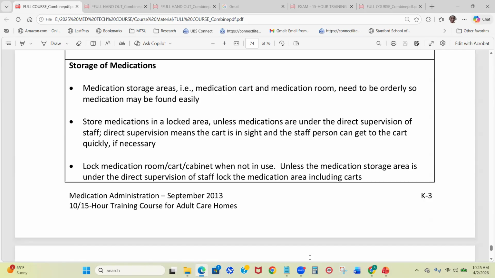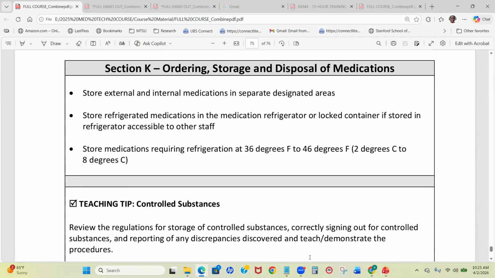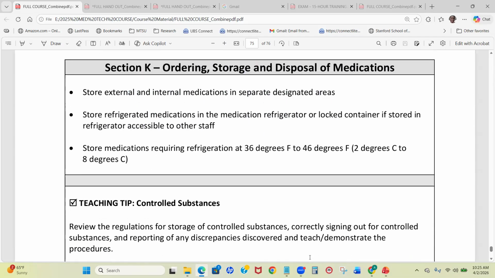Always make sure that you are checking all those things. Lock cabinet, lock your medicine cart at all times, lock the medicine room at all times, and keep the key with you to the end of your shift to hand it over to the next person. You are responsible for everything that is under your care in that 8-hour shift or that 12-hour shift. Always remember that. So store medication requiring refrigeration at 36 degrees to 46 degrees.